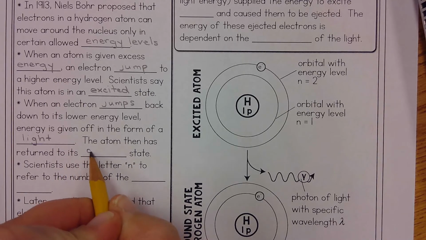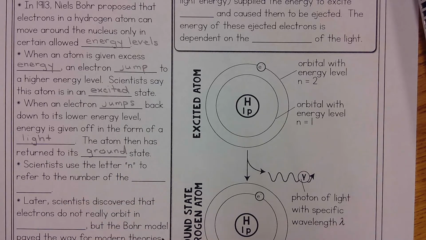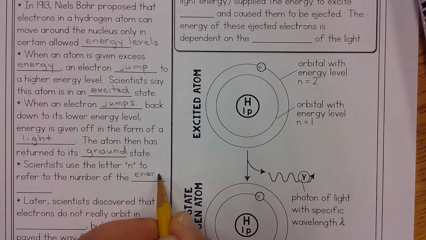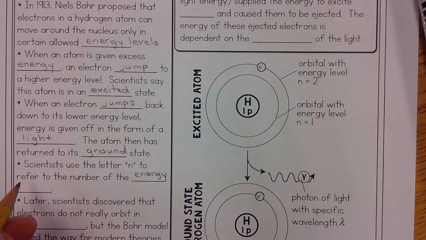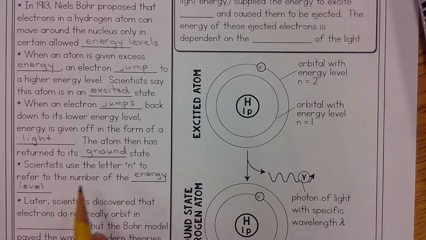And then that atom is back. We call it its ground state. So it's either ground state where it normally lives, or it gets more energy and is up in its excited state. We use the letter n to refer to the energy level number. So different energy levels, 1, 2, 3, 4, 5. That's n. So when you see that lowercase n, you know that's referring to the energy level of an electron.